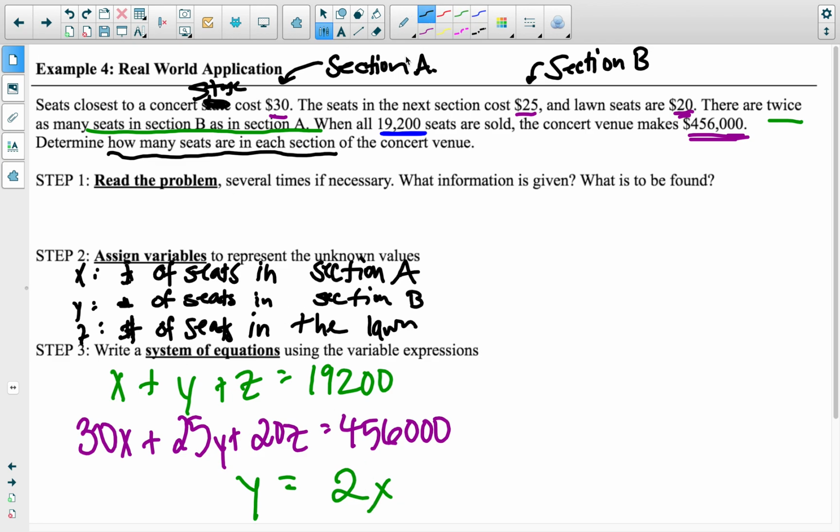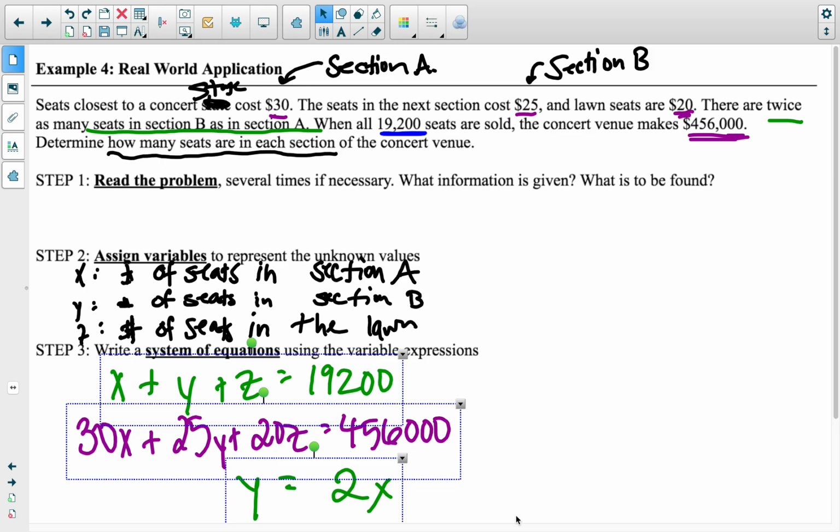So let's see if I can save that. Well, no, that's not what I'm going to do. Here's what we're going to do. We're going to take this, we're going to copy it, and let's go on to the next page.